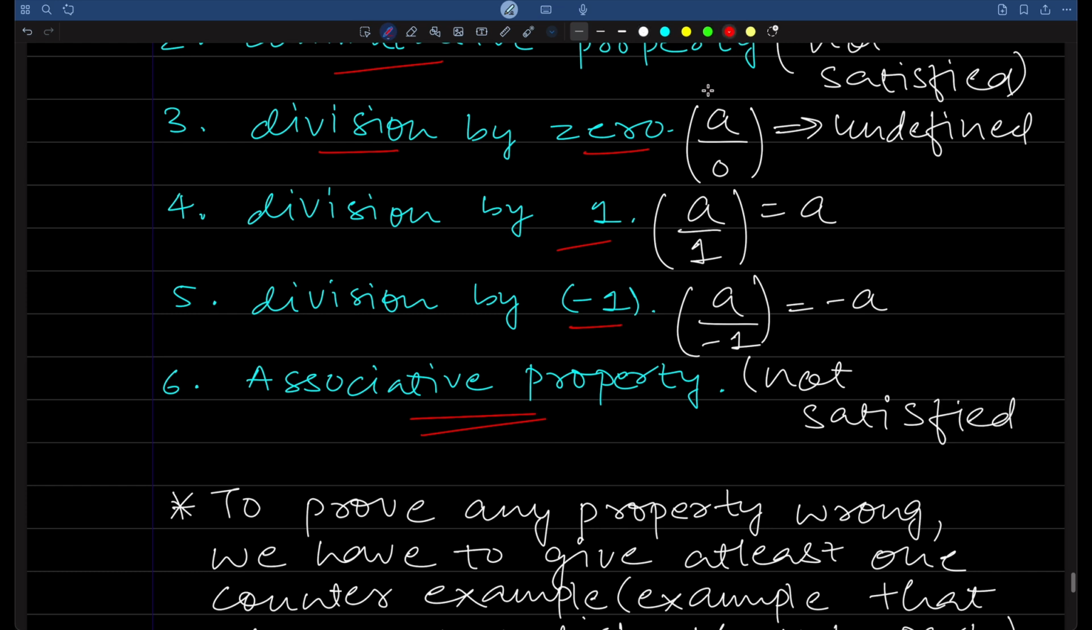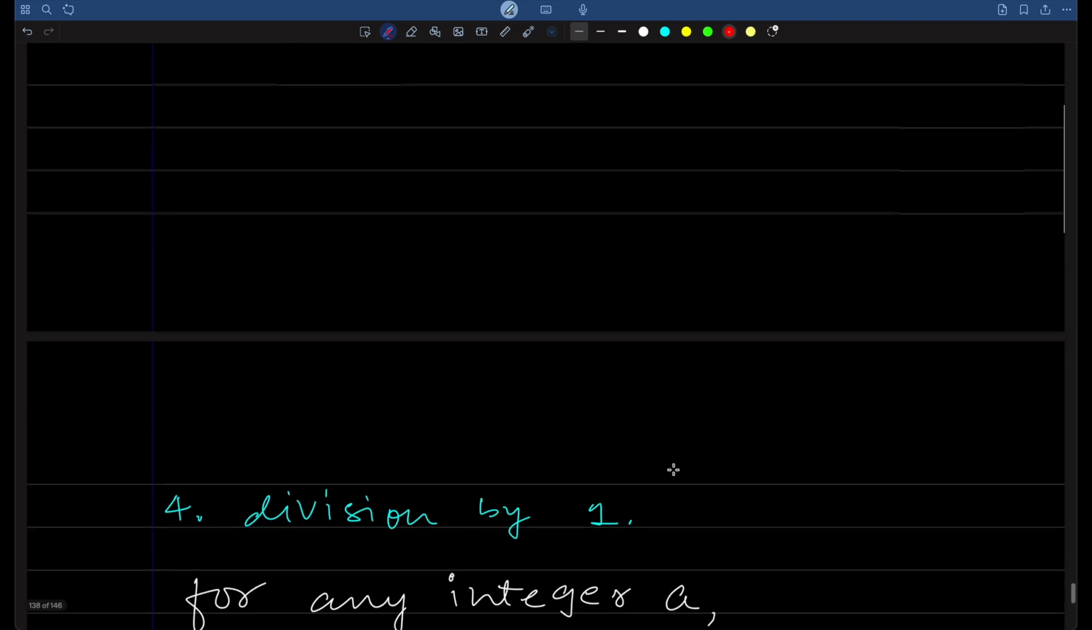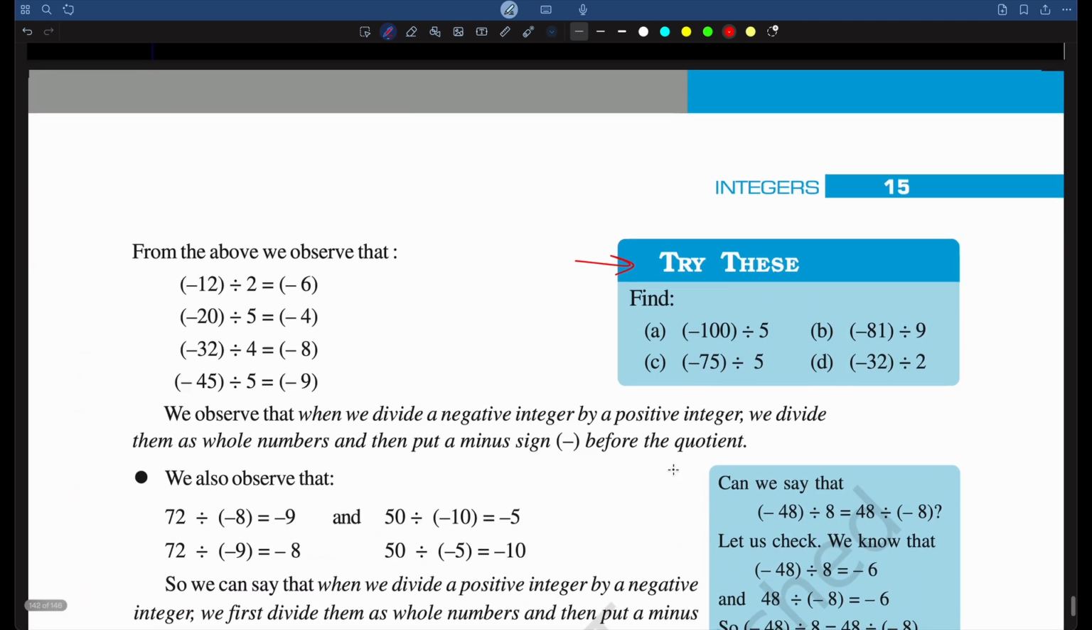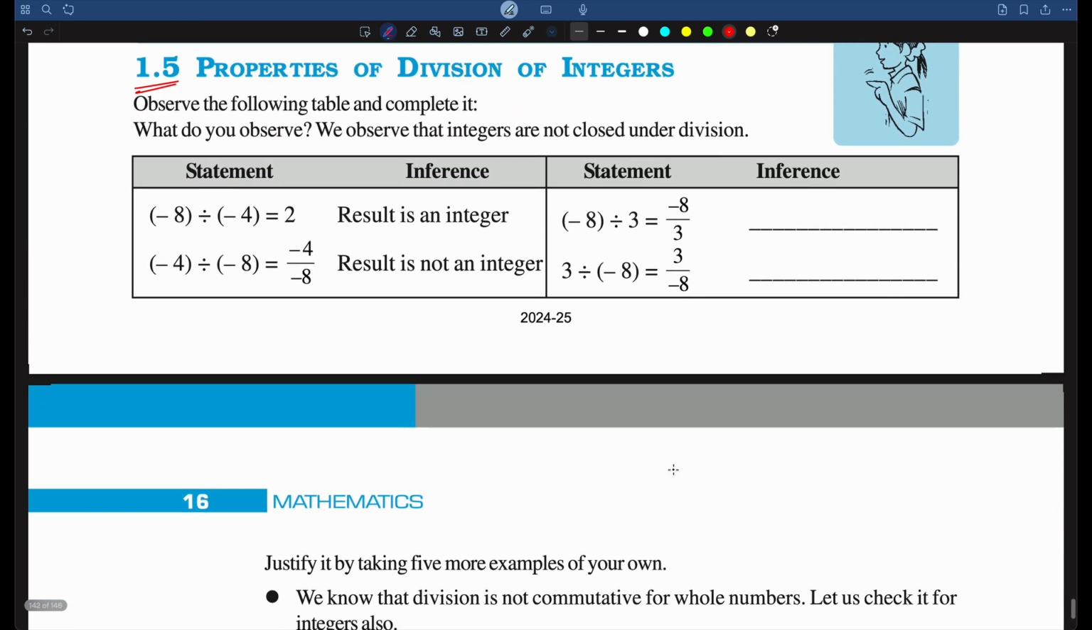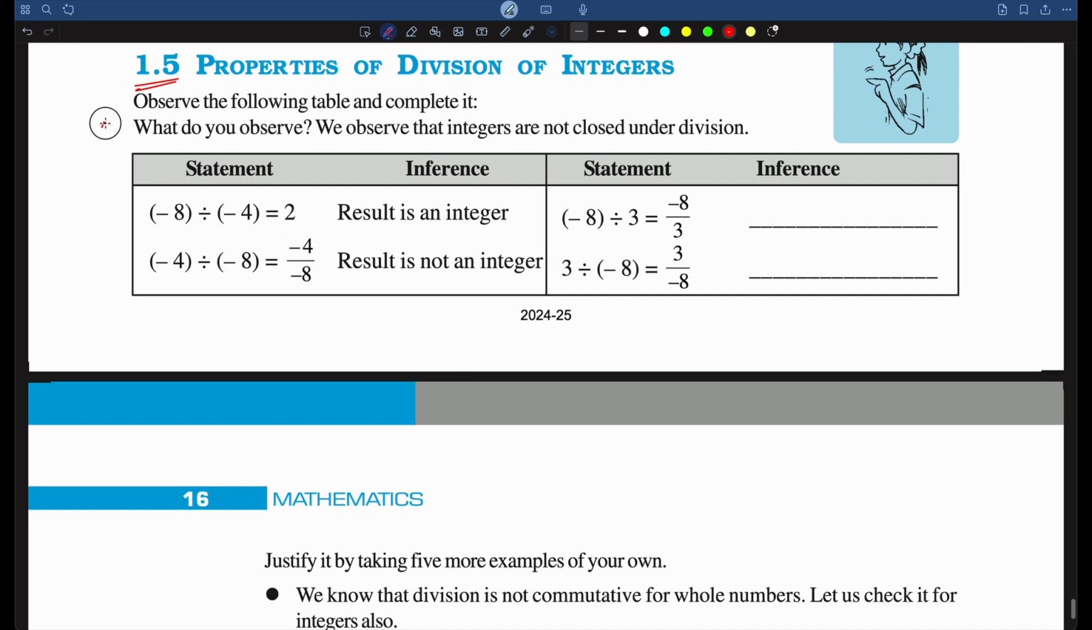Now let us see the theory part. I have discussed all the points in sequence. That is the first point, that they have taken minus 8 divided by minus 4, that is equal to 2, and minus 4 divided by minus 8, that is equal to 1 divided by 2. Hence we can say that integers are not closed under division.